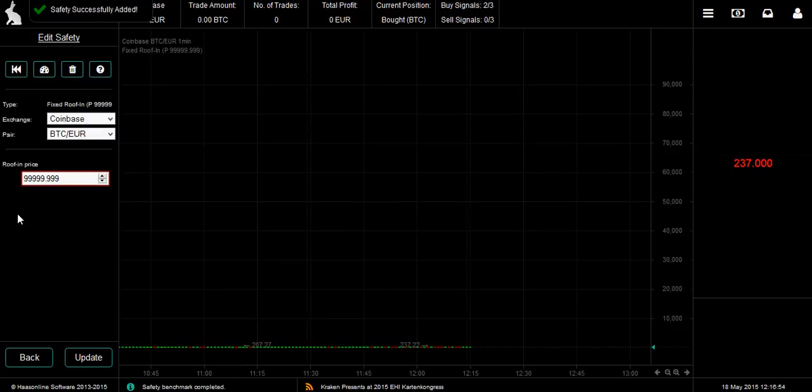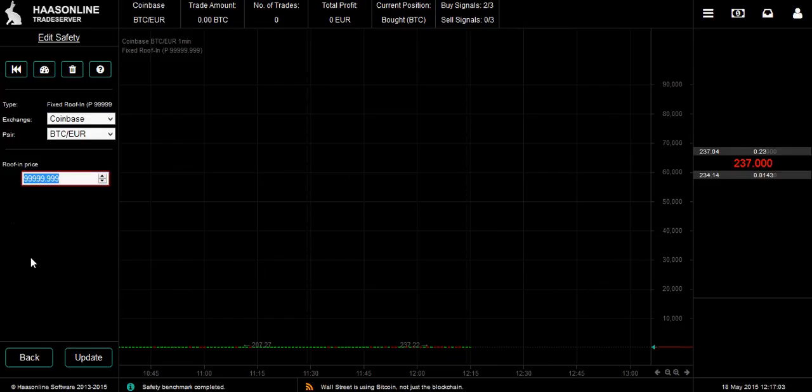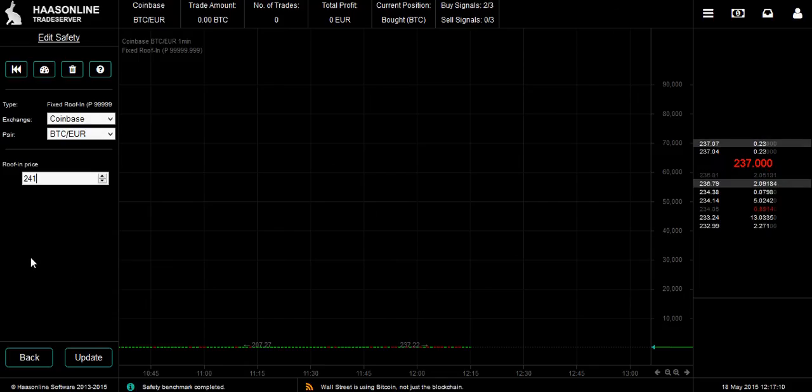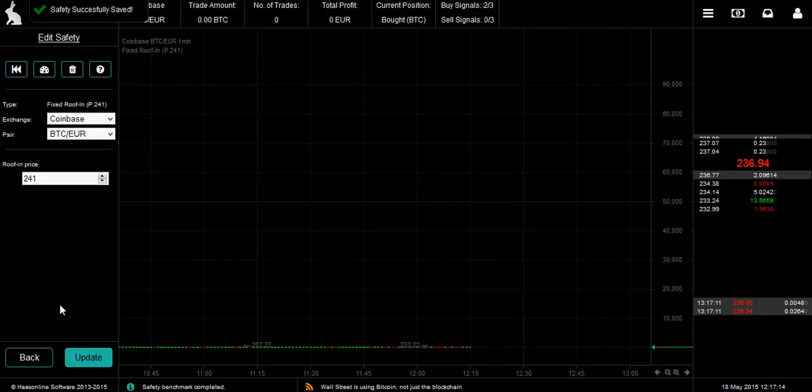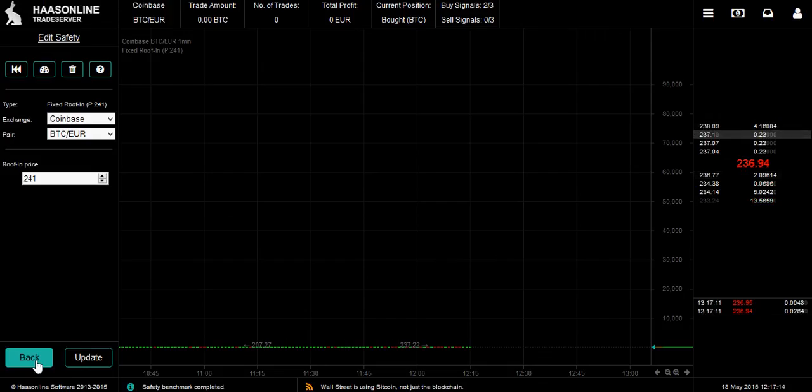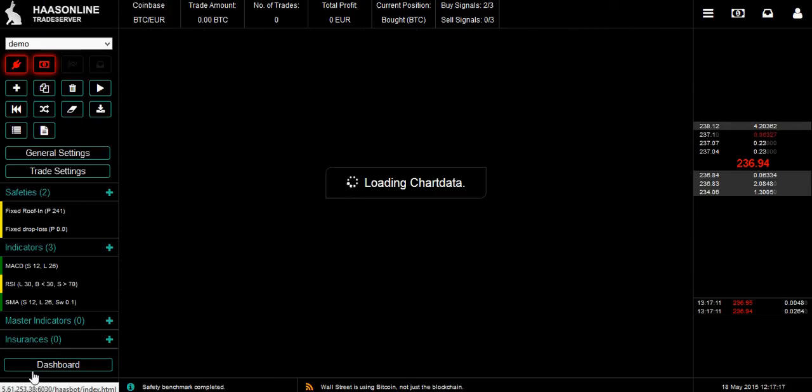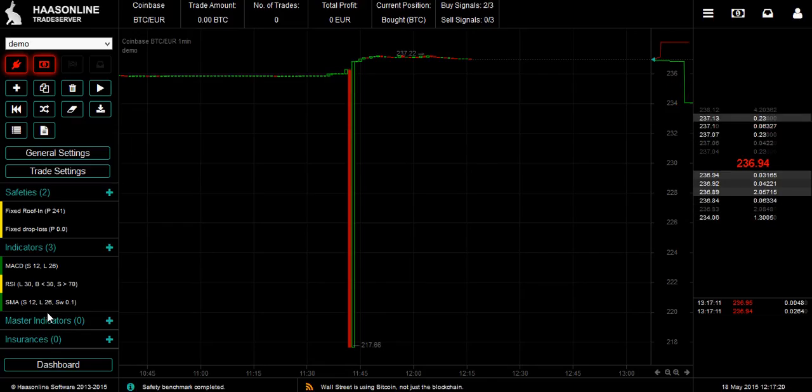Okay, so the static roof in is going to say buy if the price reaches X. So let's say, okay, it's 237 now. Well, if it goes to 241, I think we're going to the moon. So I want to make sure I buy in then, because otherwise I'm going to miss the trend. So we're going to hit update, and at 241, it's going to buy in no matter what our indicators say. It's going to override them and buy in.